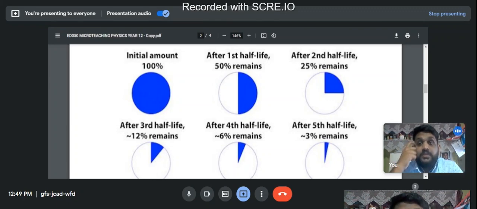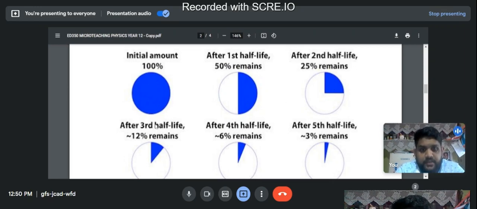Now if there's 100% of a substance, after one half-life, only 50% of the substance will be remaining. We'll talk about how much will remain. After two half-lives, that means one half-life is 100% to 50%. The second half-life will be from 50 to 25%. 25 is half of 50, so that is our second half-life.